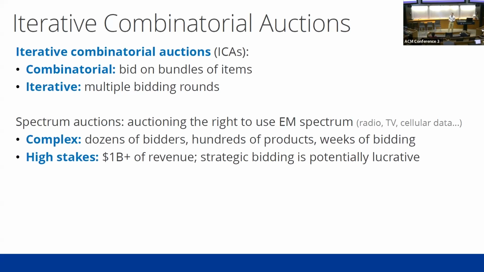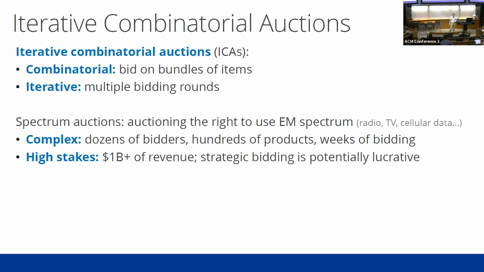And the most common place you see these is in spectrum auctions, where governments auction the right to use EM spectrum to, say, telecom companies so that they can operate in major cities around the country. These spectrum auctions are complex. They often have dozens of bidders bidding on bundles that have hundreds of different licenses, and bidding can go on for maybe even 100 rounds, taking weeks.